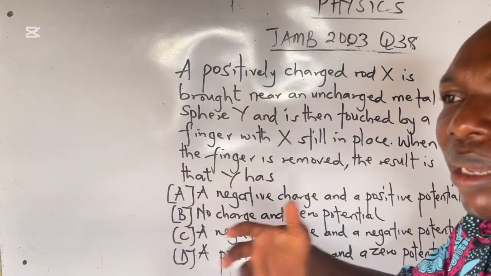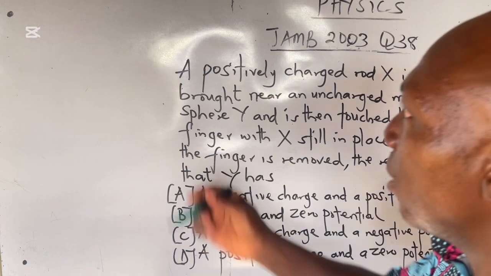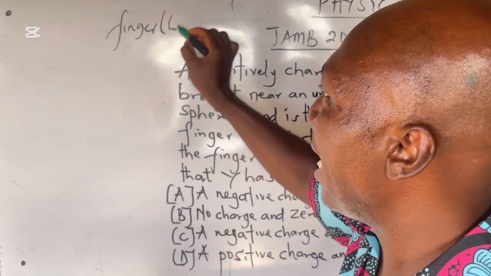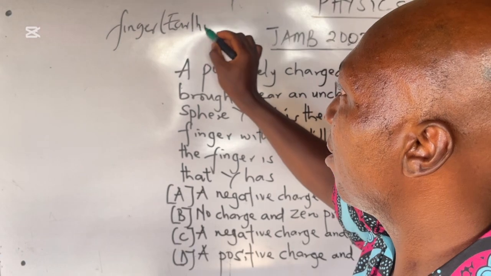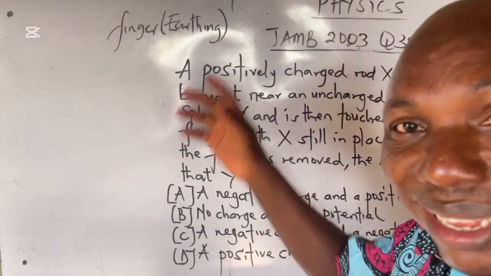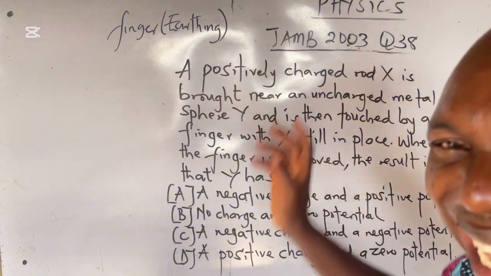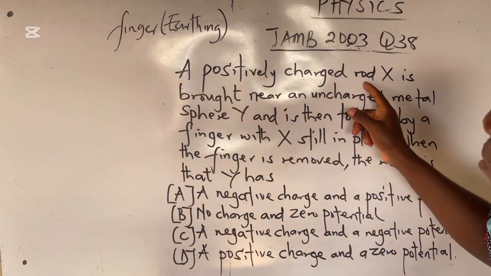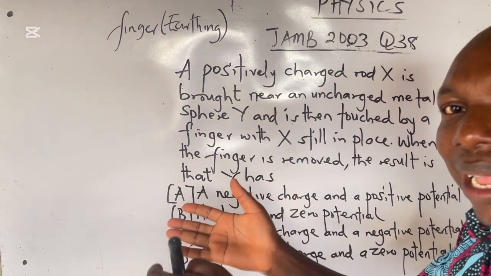So let's see, a positively charged rod X is brought near an uncharged metal sphere Y and is then touched by a finger. Touching by a finger means you are earthing. Look at this word. When a finger is used, it means earthing. That's the terminology when a finger is used.